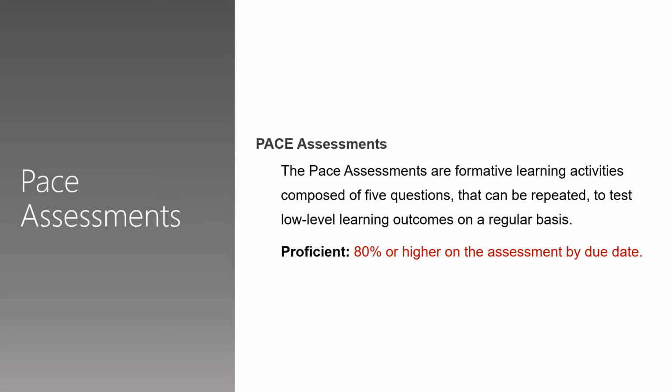Now they're each 5 questions, so you've got to get 80% or higher on it by the due date. So that means that you've got to get 4 out of the 5 correct. But you can repeat it as many times as necessary to get there. So this is what we call formative. Formative means you're allowed to repeat the assessment to learn from your mistakes, right? So the PACE assessment will be a formative type of assessment.